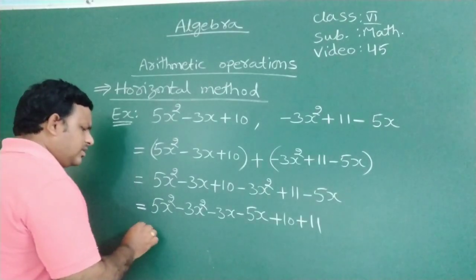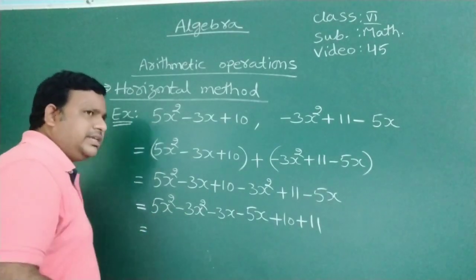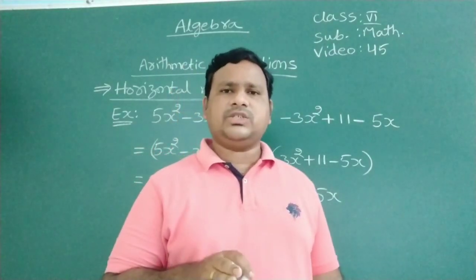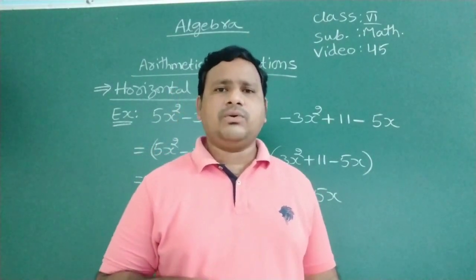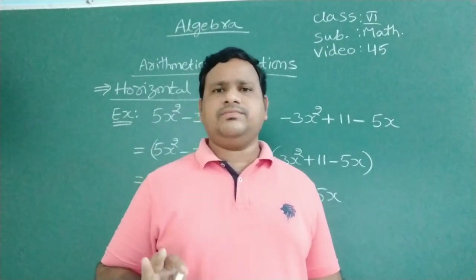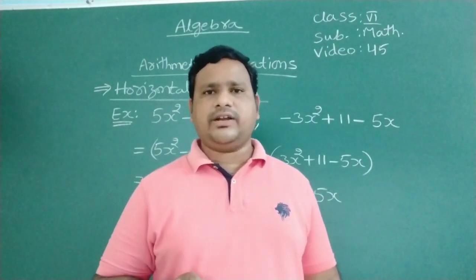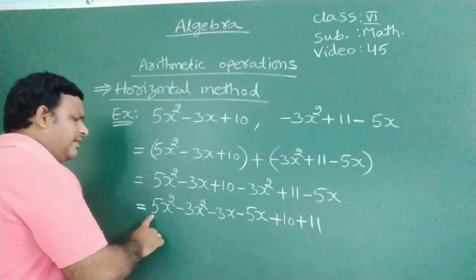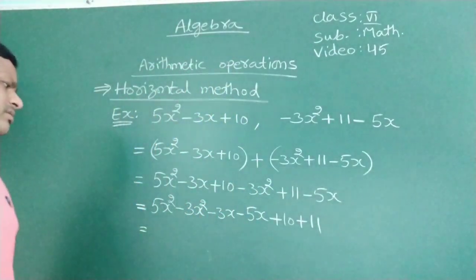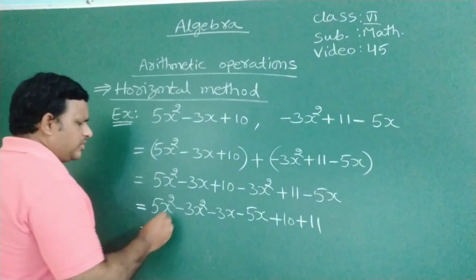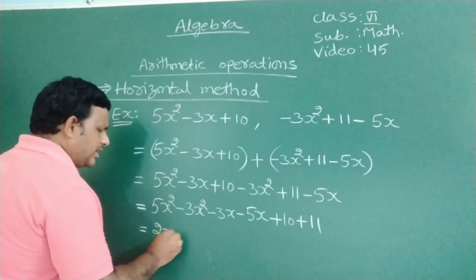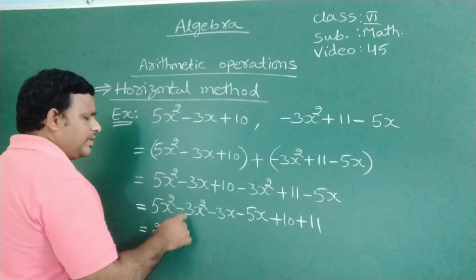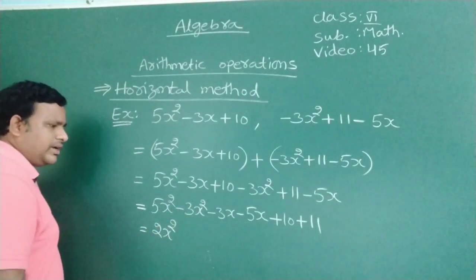Now 5x square minus 3x square I have to do. To do that we have to do 5 minus 3. The x square we will write after getting the answer. So 5 minus 3 gives 2. So 5x square minus 3x square is 2x square.